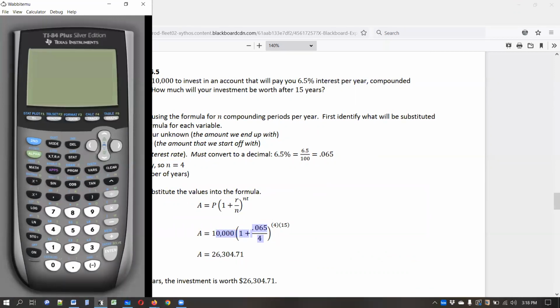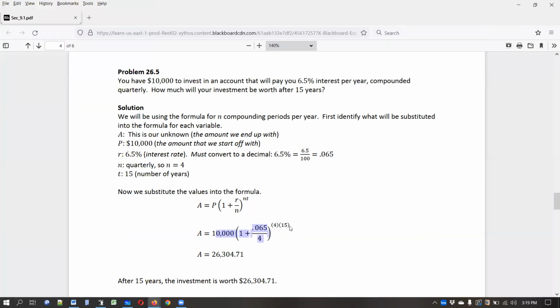Let's do it here so that you can see. 10,000 times, I'm going to open parentheses here, 1 plus 0.065 divided by 4, close parentheses, raise, because it's an exponent, and I'm going to put another parenthesis here, 4 times 15, which I know is 60. So if you want to write 60 here, that's also fine. And I should get the value $26,304 and approximately 71 cents. Okay, so once you have this information on a piece of paper, you just use this on the calculator to get your final answer. These problems are very short.